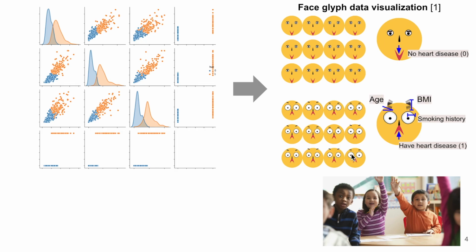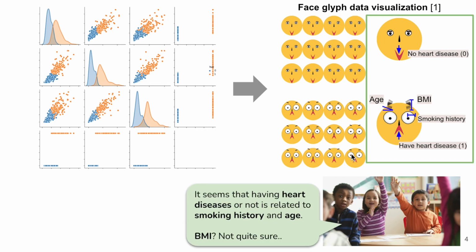With these data patterns, kids can be further scaffolded to make sense of the patterns in a scientific context and generate hypotheses based on data. For example, by comparing these two clusters, they can hypothesize that having heart disease or not seems to be related to smoking history and age, but not that relevant to BMI value, and there is such a big variation in BMI within the second cluster.